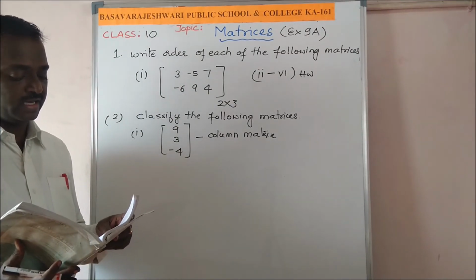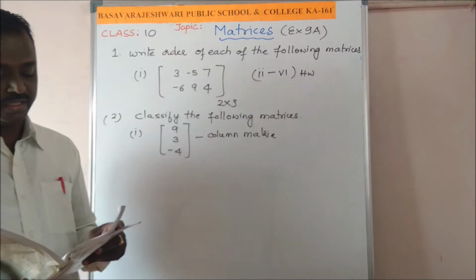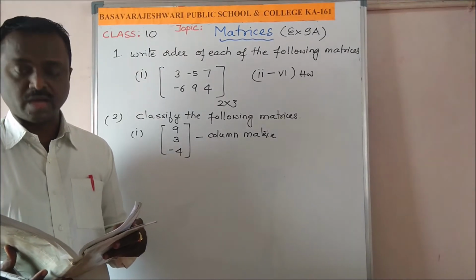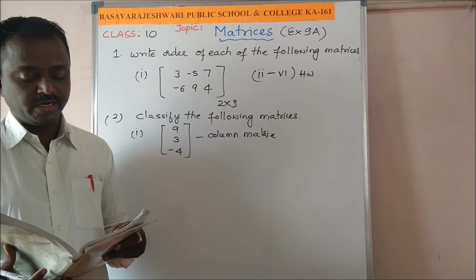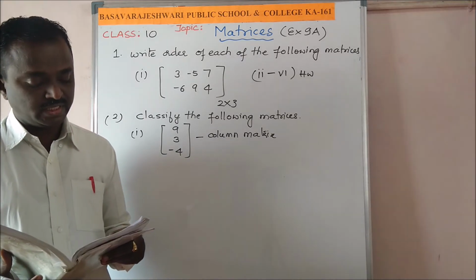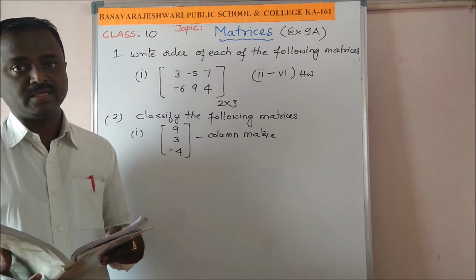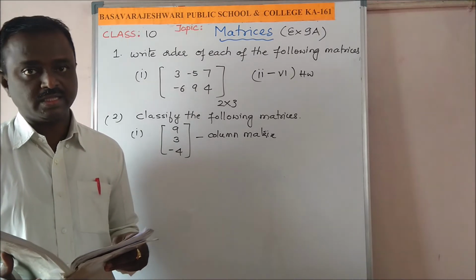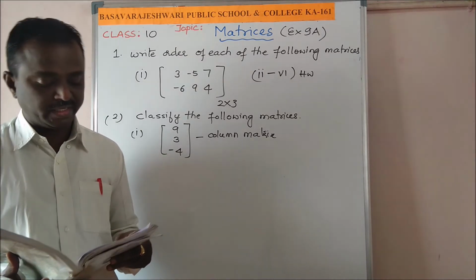That is 7, minus 8, 9, 4. It is what type of matrix? Square matrix. Third, 8, minus 7, 2. Row matrix because only one row is there. 1, 0, 0, 1. Diagonal elements contain only 1 and other elements are 0. Therefore, it is a unit matrix.